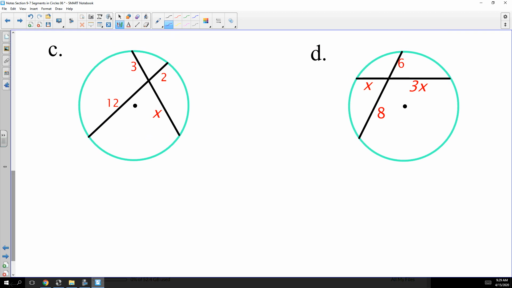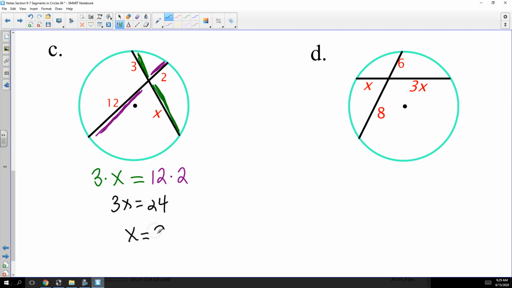Okay. All right, let's take a look at C, and let's think about what we've got. We've got segments. We've got chords forming parts of segments. So remember, when we look at the previous page of notes, we have the product of these two parts of one chord, 3 times x, equal to the product of the two parts of the other chord, 12 times 2. So 3x is equal to 24, and x is equal to 8.